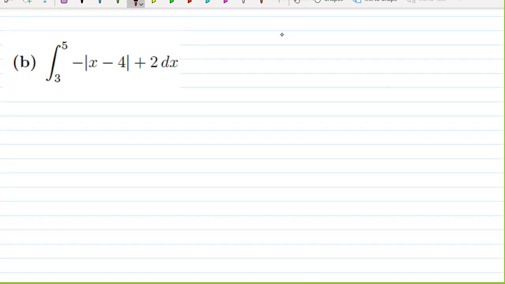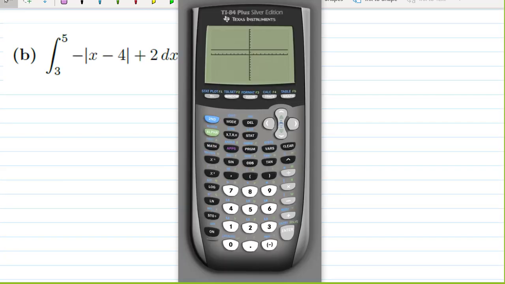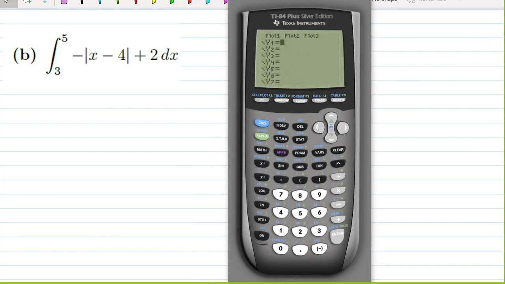So for this next problem, using our graphing device is probably going to be helpful. So we want to graph between 3 and 5, negative absolute value of x minus 4 plus 2. So if I go y equals negative, to get my absolute value, I go alpha in window, and absolute value is choice number 1. I have x take away 4 plus 2, and then I graph.